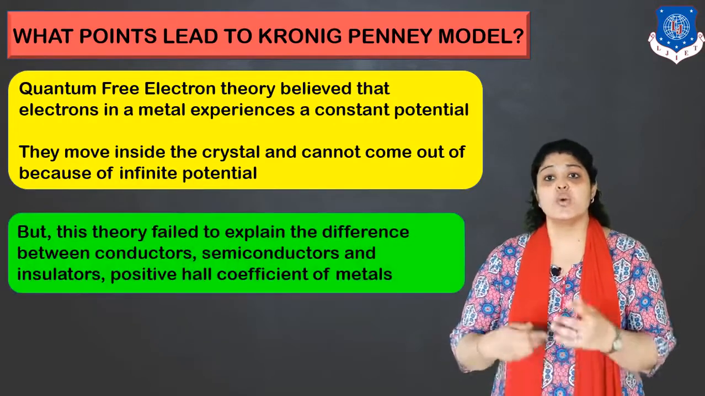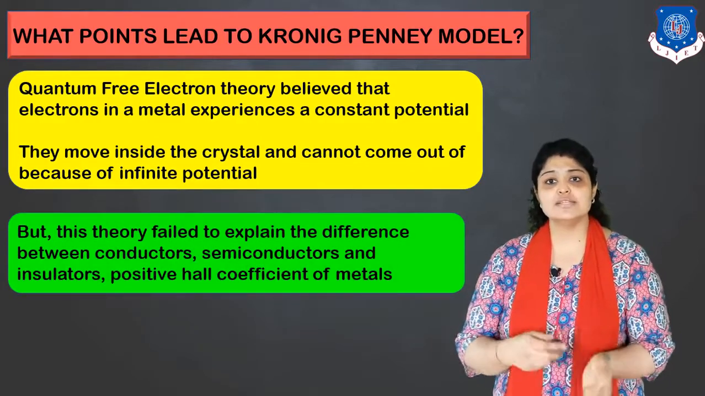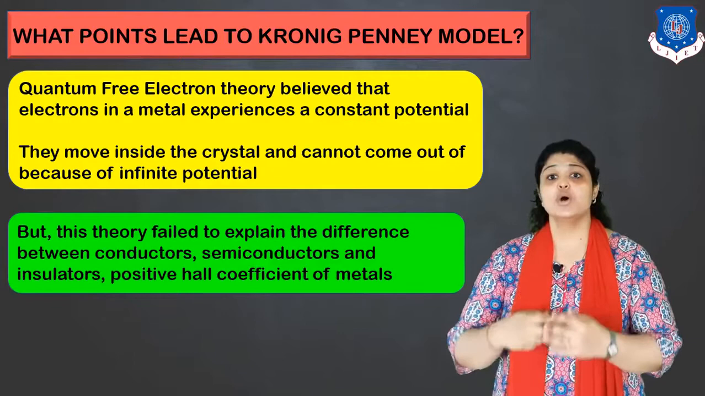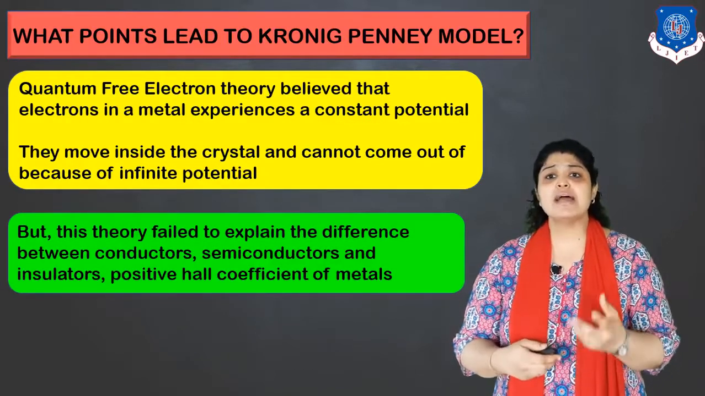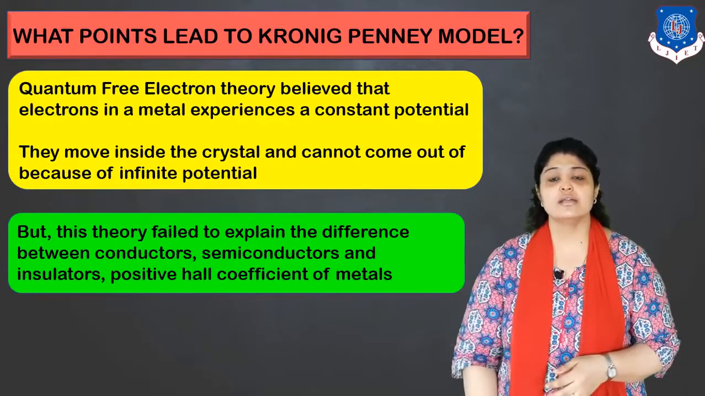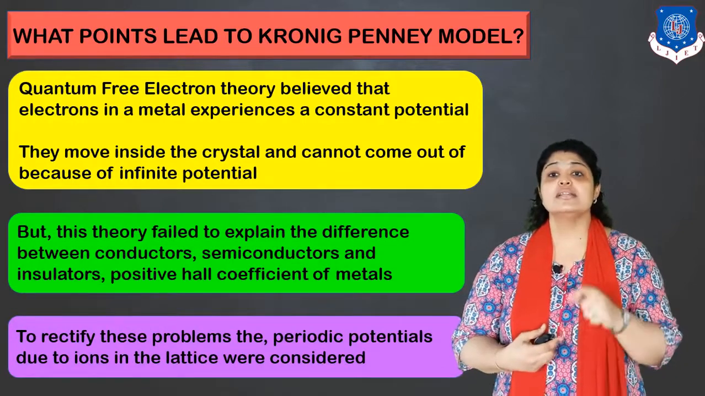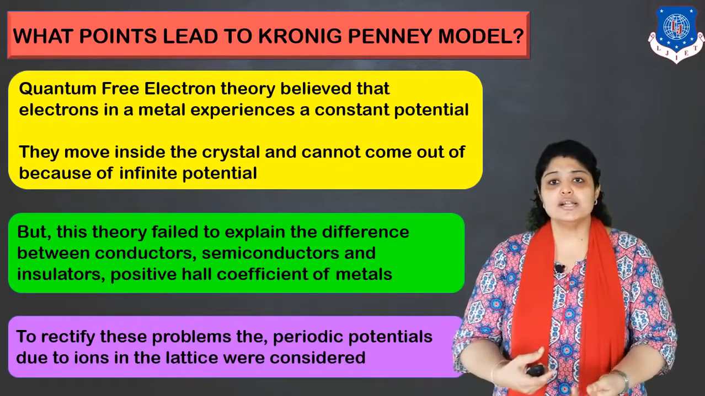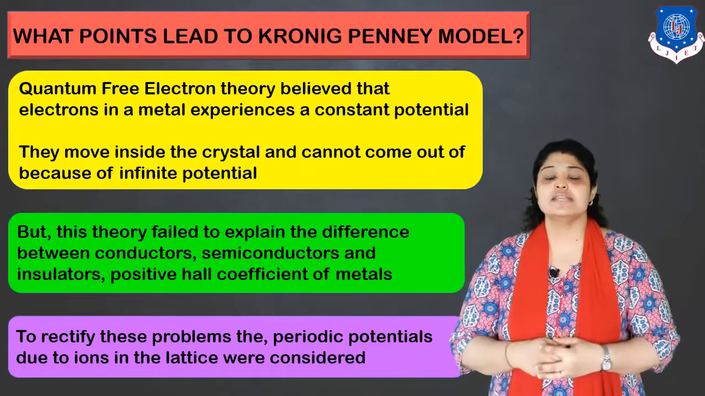This quantum theory failed to explain the difference between conductors, insulators and semiconductors. It also failed to explain the positive Hall coefficient of metals. So some parameters were not explained by the quantum free electron theory. To rectify these issues, what was proposed? That instead of a constant potential, the electrons experience a periodic potential.